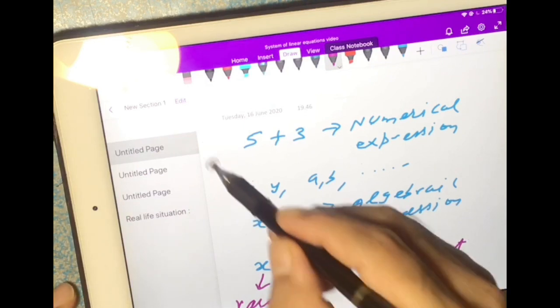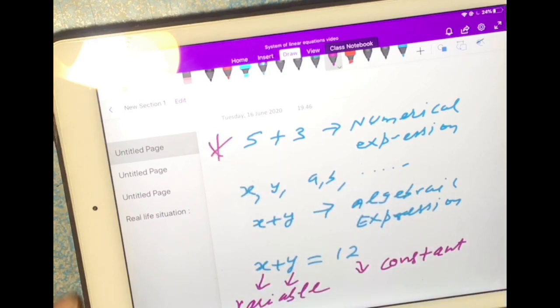Now we should know what a numerical expression is, what an algebraic expression is, and what an algebraic equation is. When we equate an algebraic expression with an equal to sign to a fixed number, that becomes an algebraic equation.